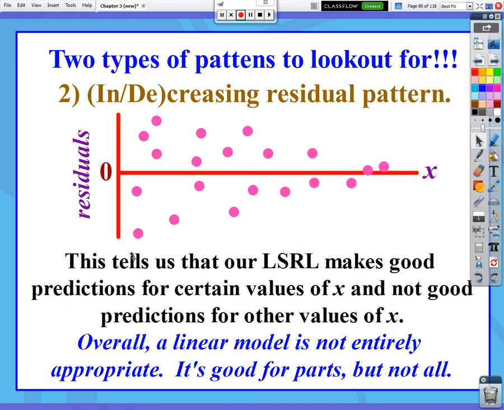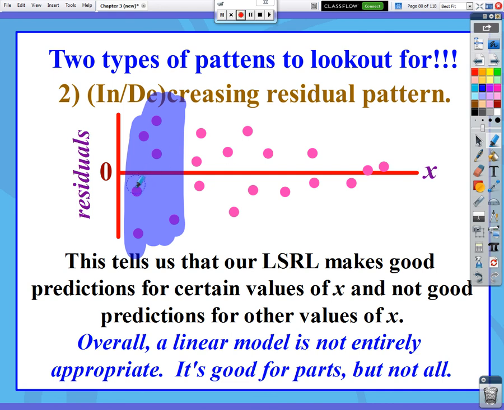The other kind of pattern is what I would call an increasing or a decreasing residual pattern. And if you look at this residual plot, first notice that the residuals, they're all over the place. Now, we do have some smaller residuals, but we also have some kind of larger residuals.